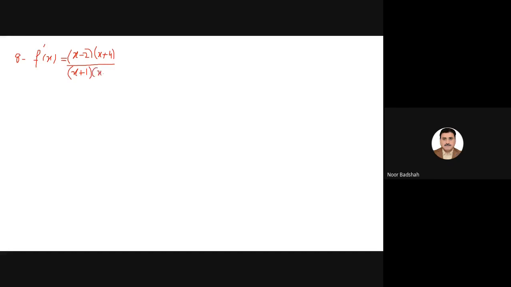So critical points are minus 4, minus 1, 2, and 3. Those are the points where the derivative is 0: at x equal to 2, derivative is 0; x equal to minus 4, derivative is 0; x equal to minus 1, derivative is infinity; x equal to 3, derivative is undefined. So these are the critical points.